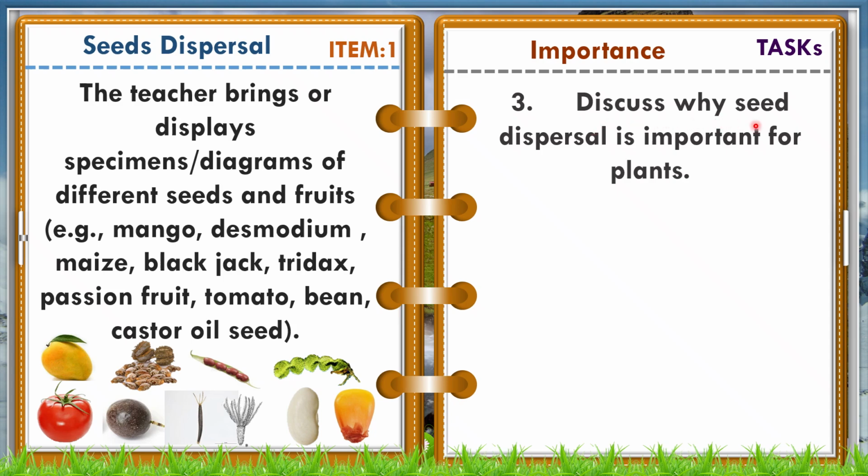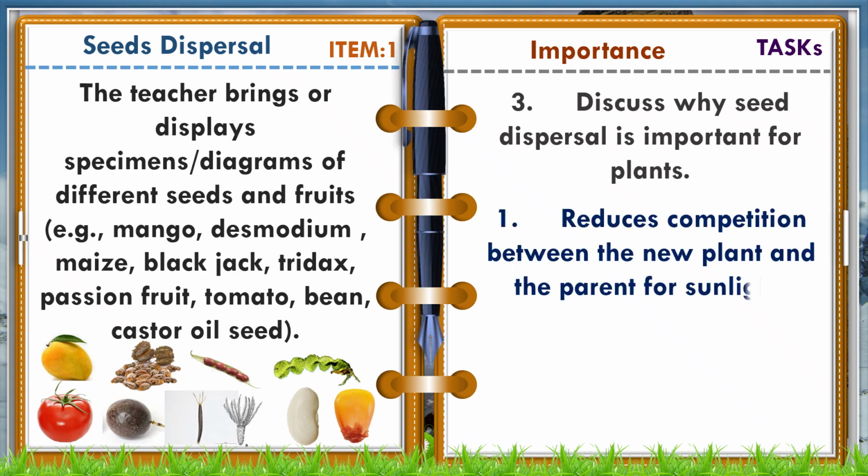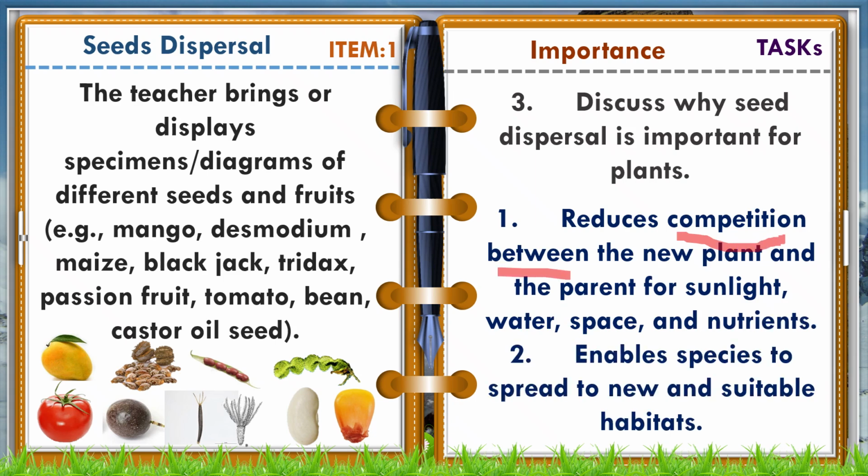Discuss why seed dispersal is important to plants. It reduces competition between the new plant and the parent for sunlight.